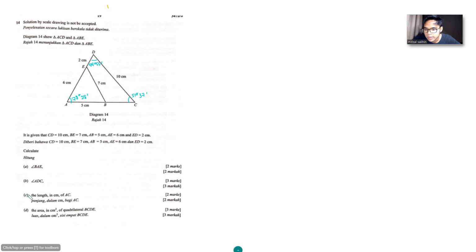Next, we are going to look at the third question, the length in cm of AC. Now the question requires us to find the length of AC over here.